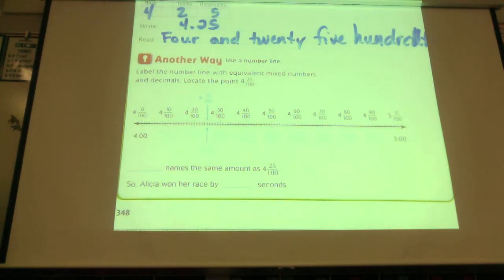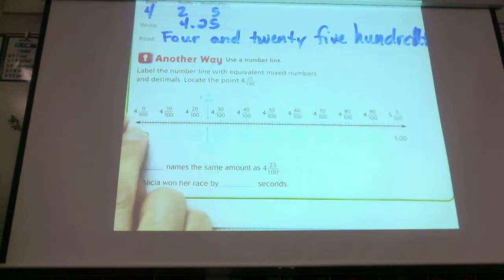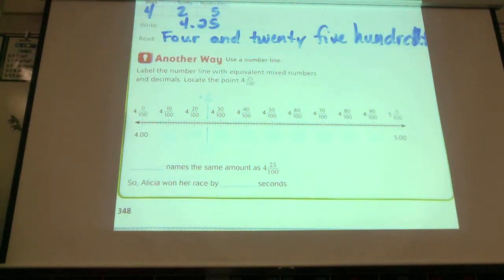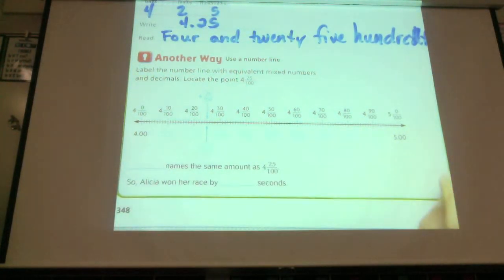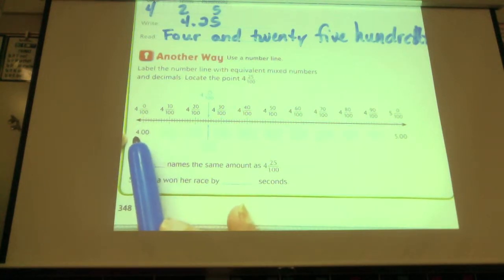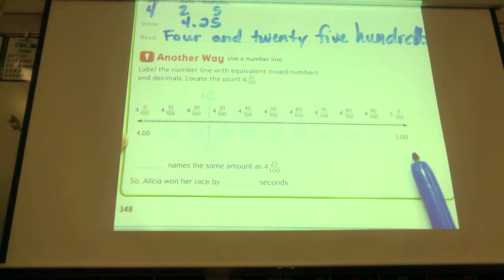Remember, the number line can be set. It doesn't have to always start at 0. In this case, it's starting at 4 and 0/100, and it's going to 5 and 0/100. So whenever you look at a number line, if it's already set up for you, you should look at how it's set up. Okay. At the 4 and 0/100, it would look like this. It's kind of like $4 and no cents, right? And at the 5 and 0/100, it would look like this. So it looks like $5.